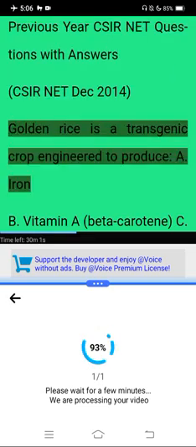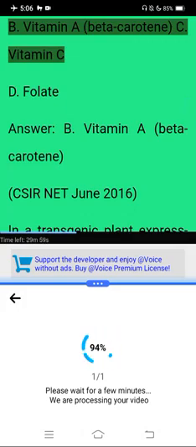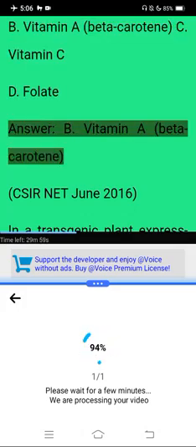CSIR-NET December 2014. Golden rice is a transgenic crop engineered to produce: A, iron; B, vitamin A, beta-carotene; C, vitamin C; D, folate. Answer: B, vitamin A, beta-carotene.